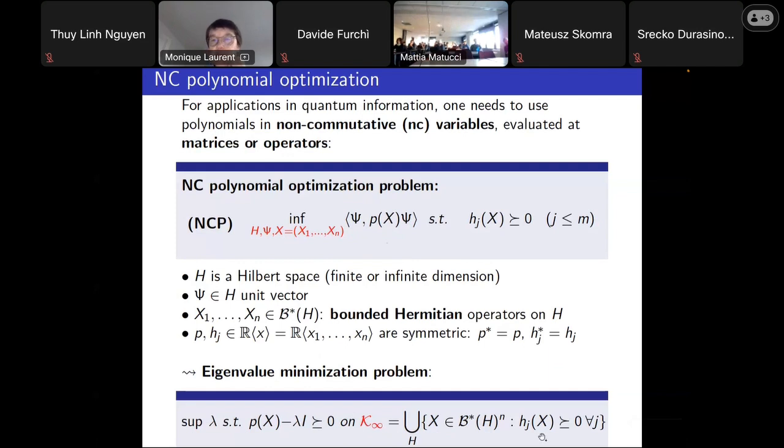So is there any question about the problem? Questions? Yes. Is there any way we can deal with non-symmetric polynomials?